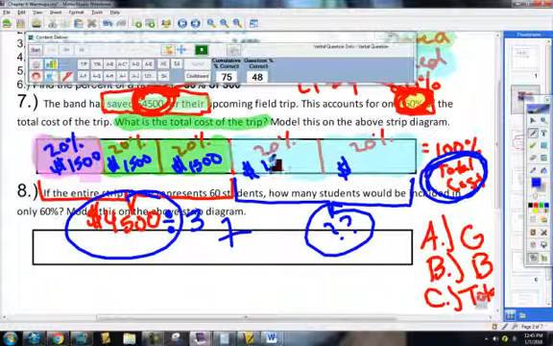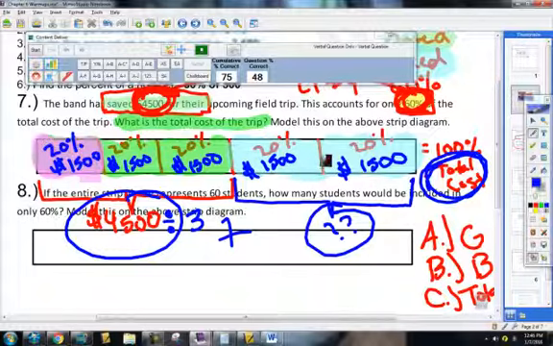Do I also know that these are 1,500 also? Yes. Absolutely. That's the whole point. That's the whole point to what I'm trying to accomplish here. Can I figure out the total cost of this trip? In other words, can I figure out what 100% of the trip was? Yes. So I can do it 2 ways.